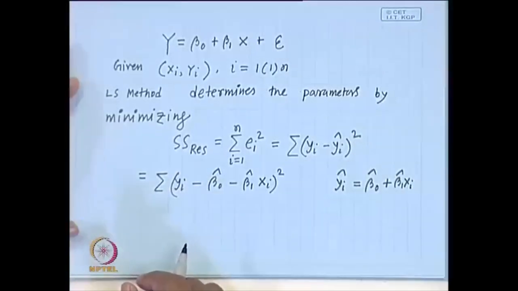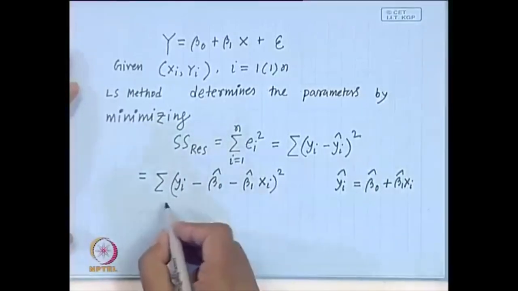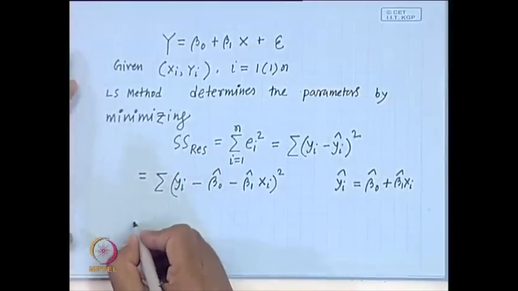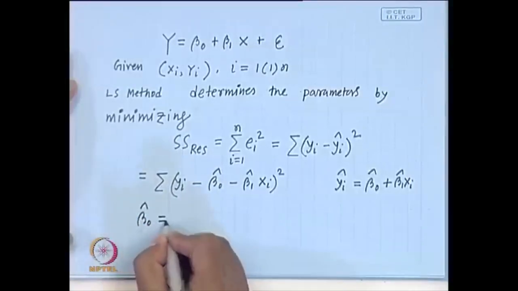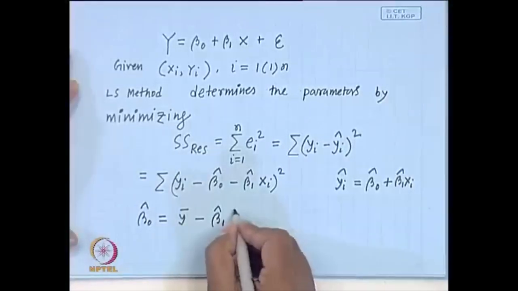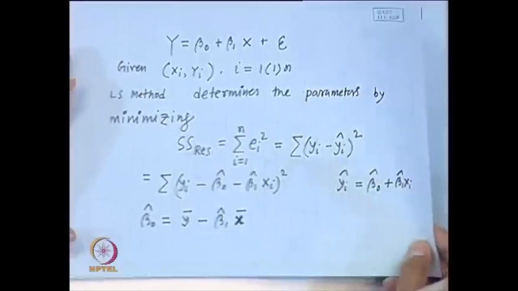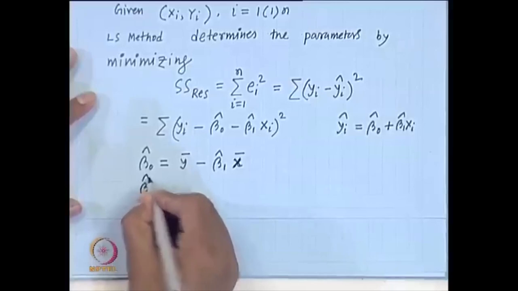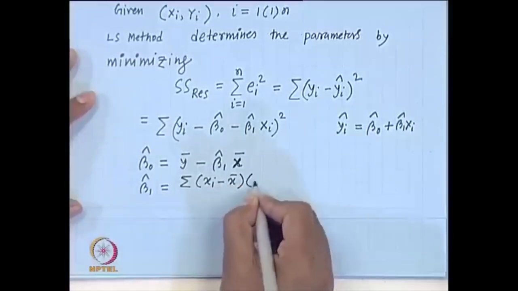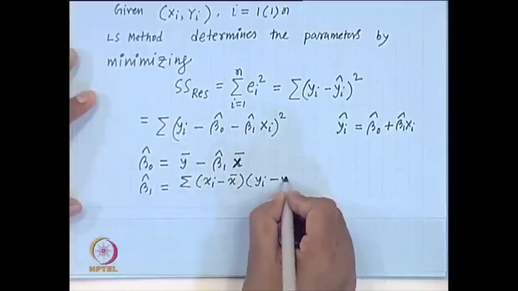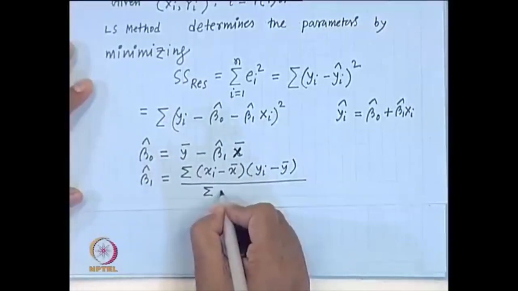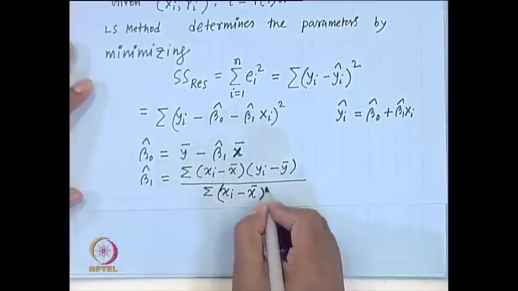Okay, so we learned that this SS residual or residual sum of square is minimum when beta naught hat is equal to y bar minus beta 1 hat x bar, and beta 1 hat is equal to summation x I minus x bar into y I minus y bar by summation x I minus x bar whole square.